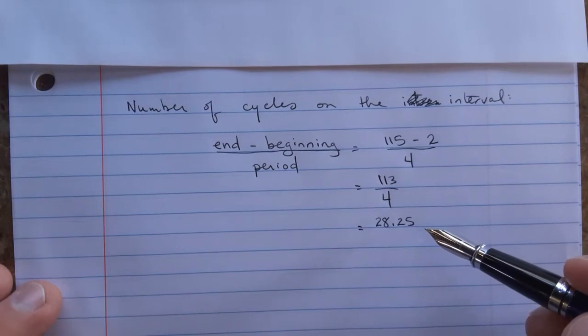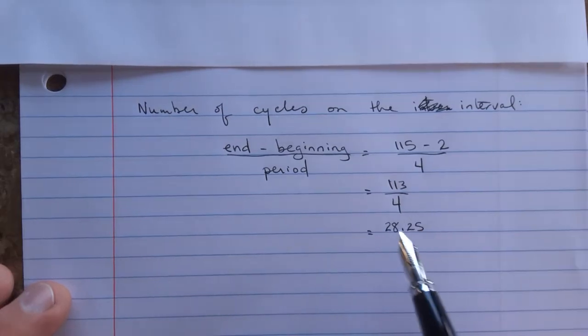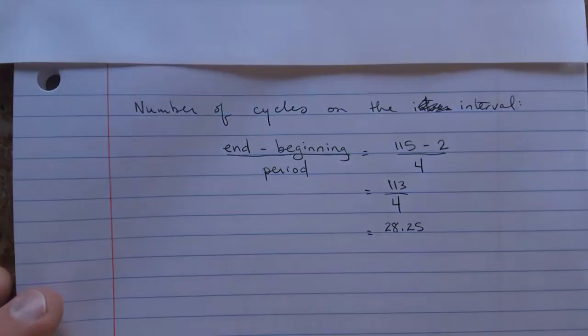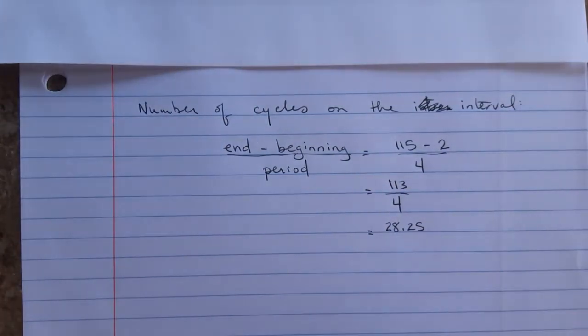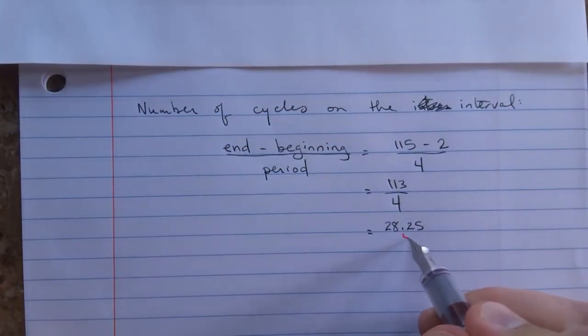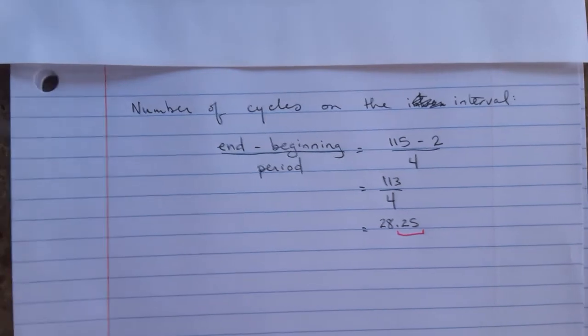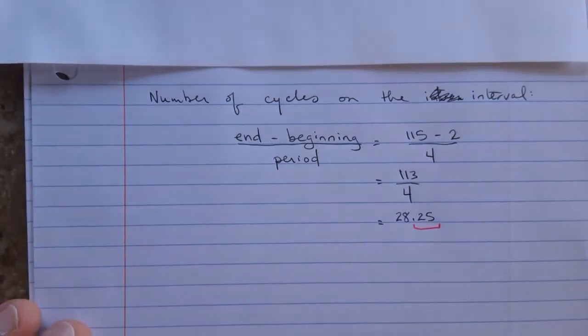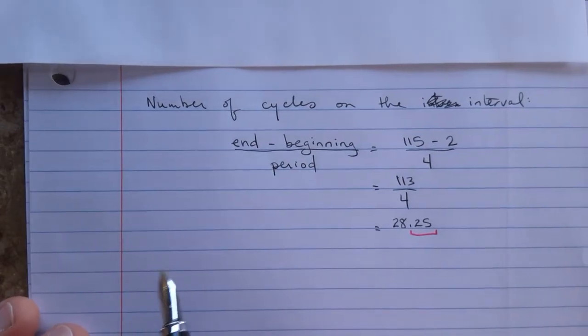So 28.25. Because the function is periodic, this 28 says how many times it repeats exactly the same thing and starts over. So really, only the 0.25 matters. This tells us how far into a cycle the function will finish when we get to 115. So let me just write down some words to go along with that.